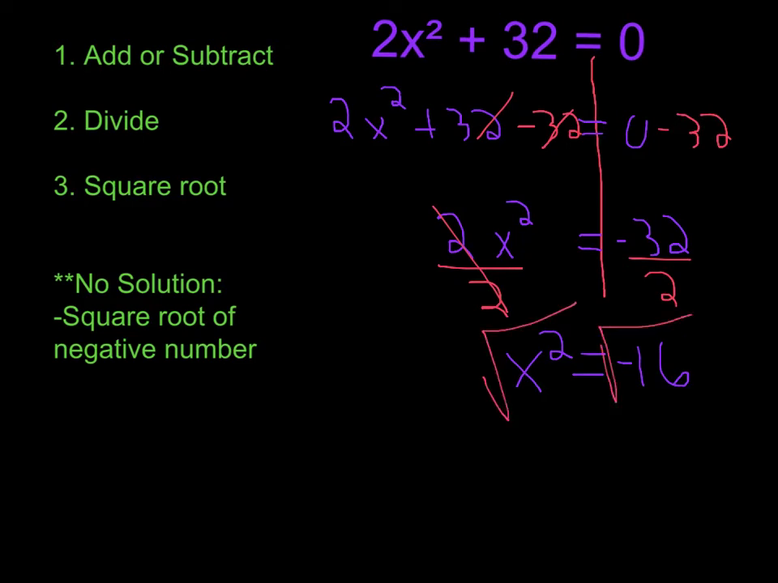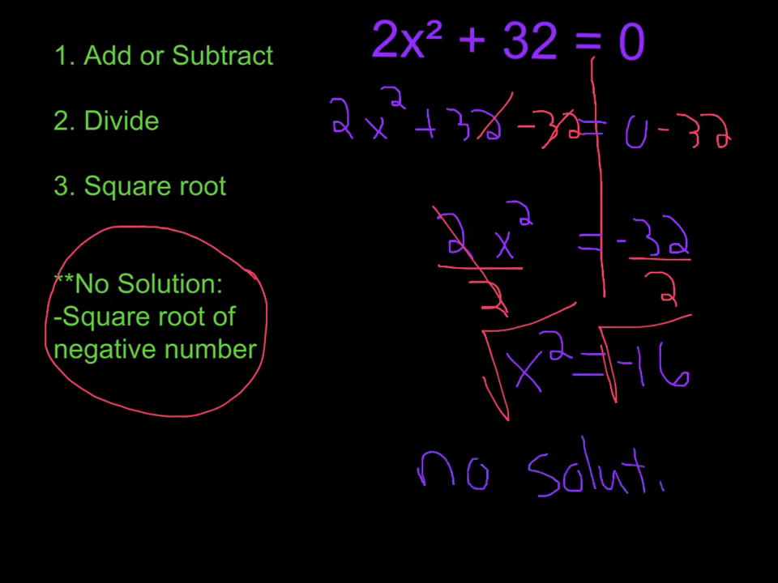And the biggest mistake, students automatically think in their head, well, the square root of 16 is 4. But you cannot take the square root of a negative number. So here is an example where there is no possible solution.